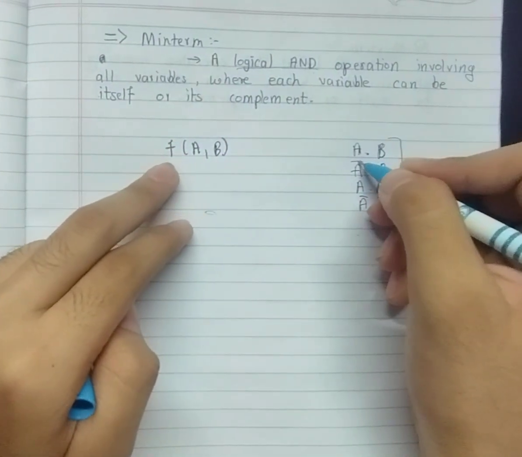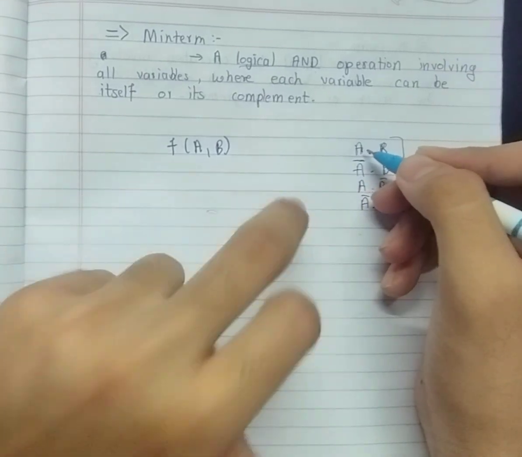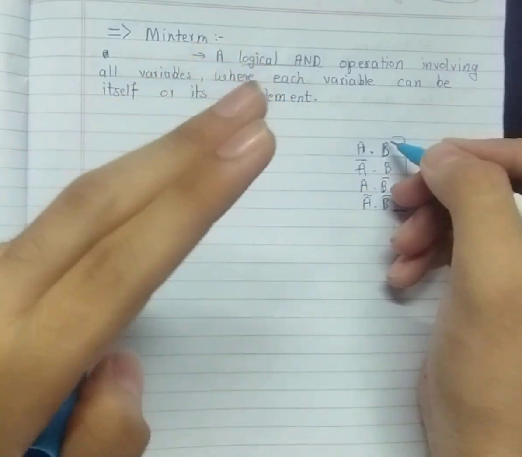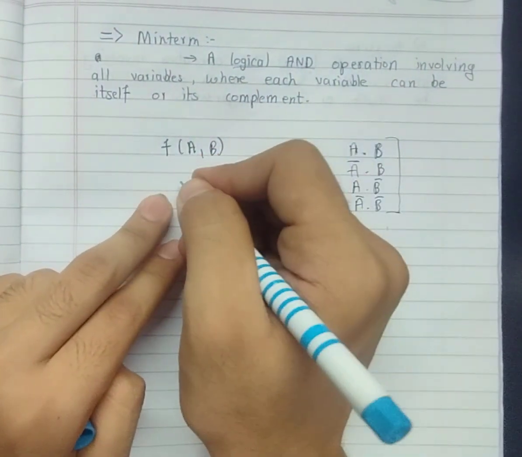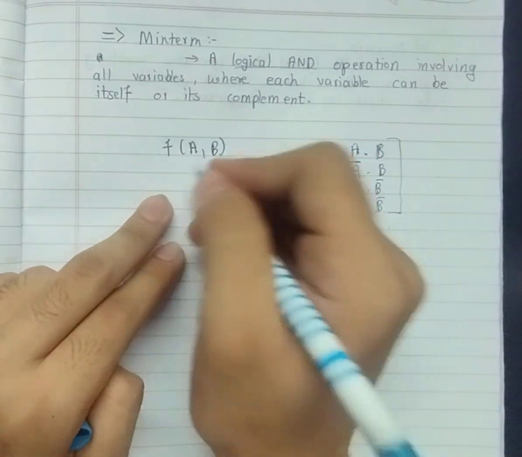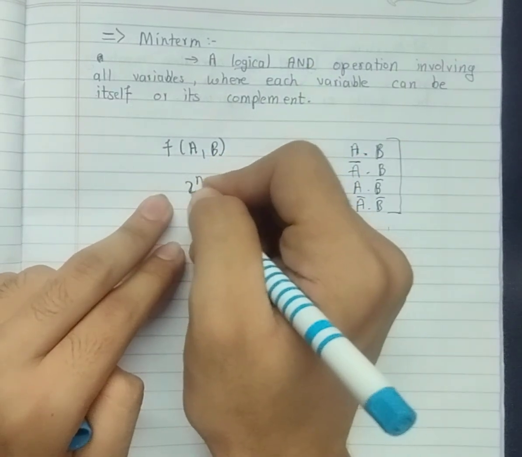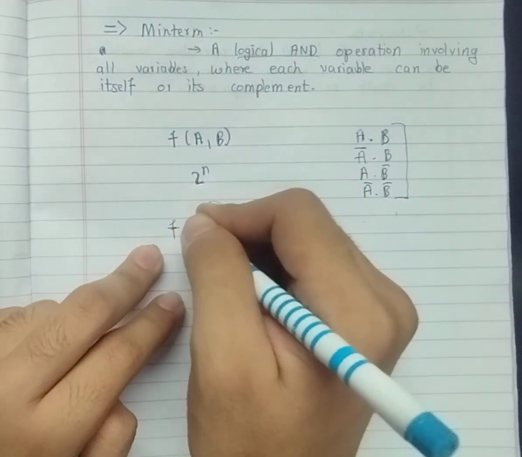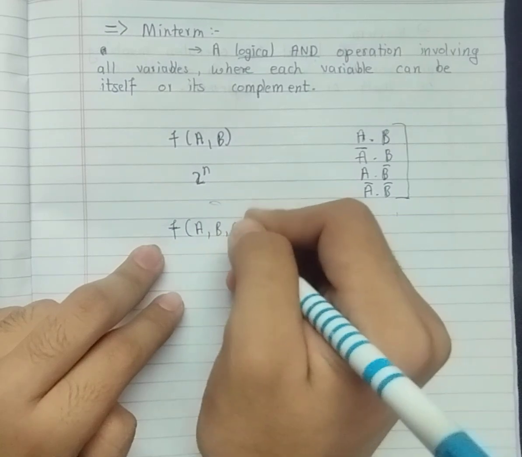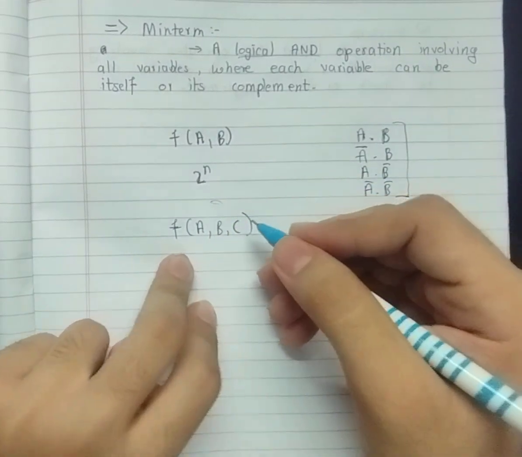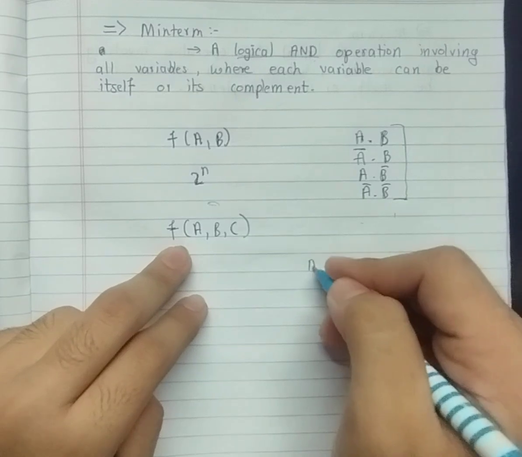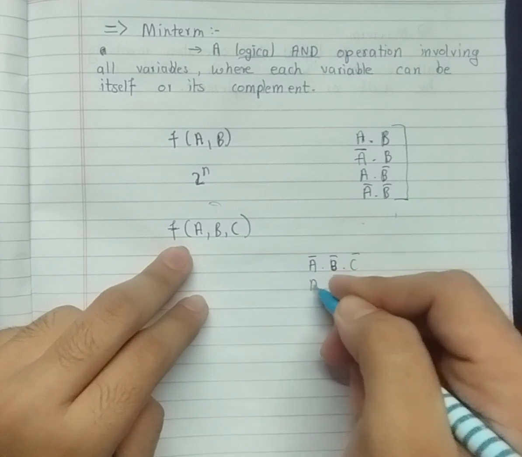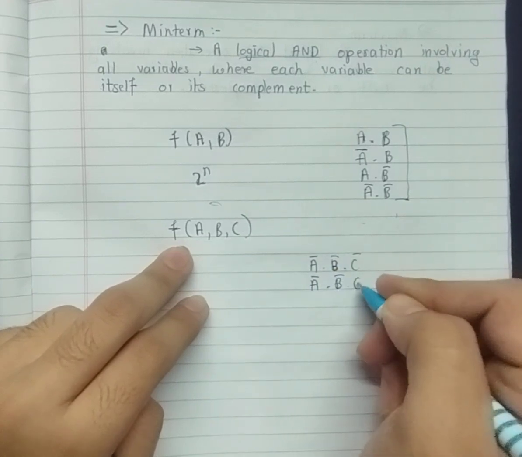Here we can say that for each variable there are two possibilities, that it can be in its own form or its complement, and there are n variables. Then for an n variable function, the total number of minterms will be 2 raised to n. Now let's take another example of a three variable function, maybe f of a comma b comma c. Then the minterms of this boolean function will be a bar dot b bar dot c bar, a bar dot b bar dot c, and so on.